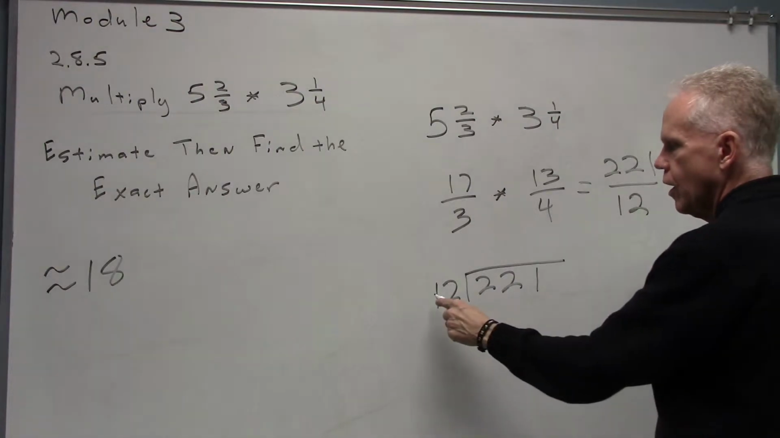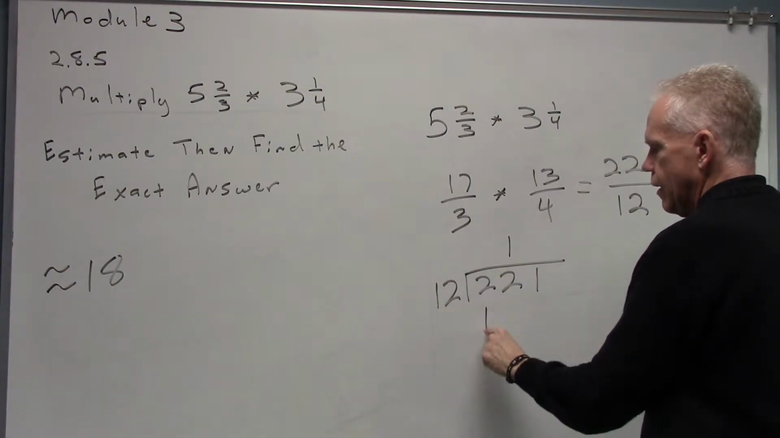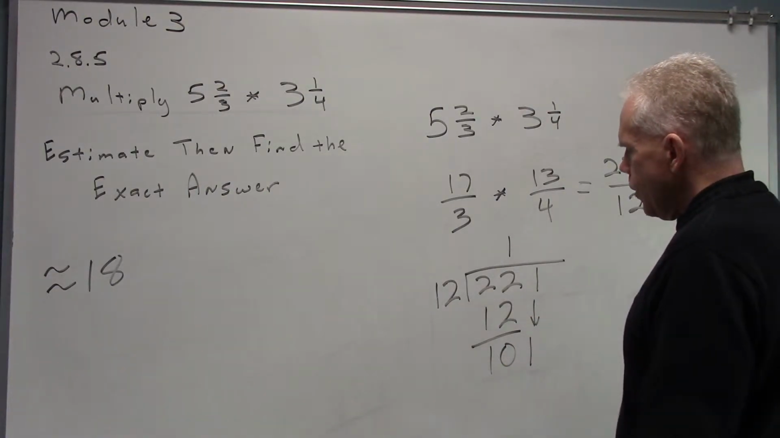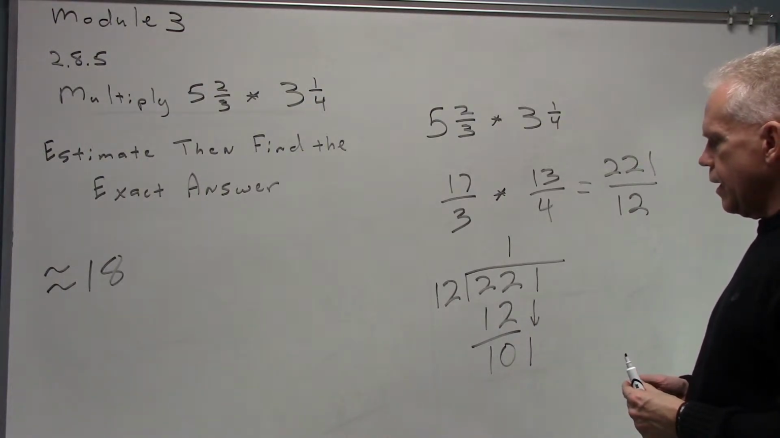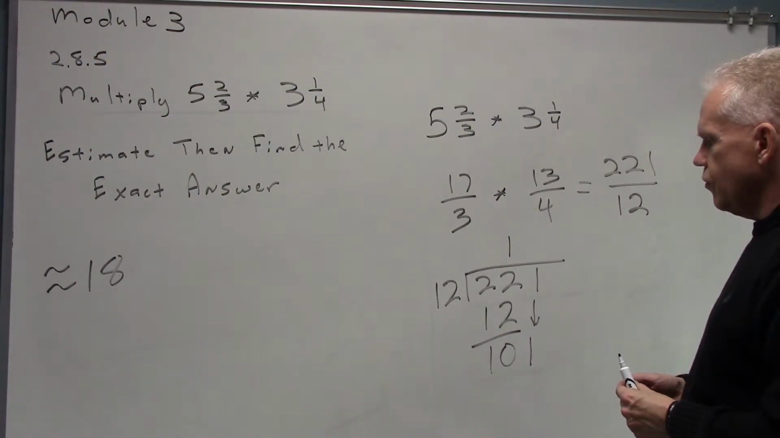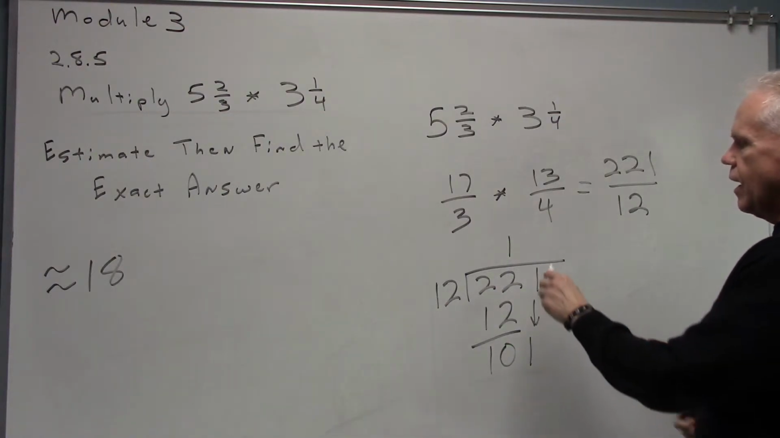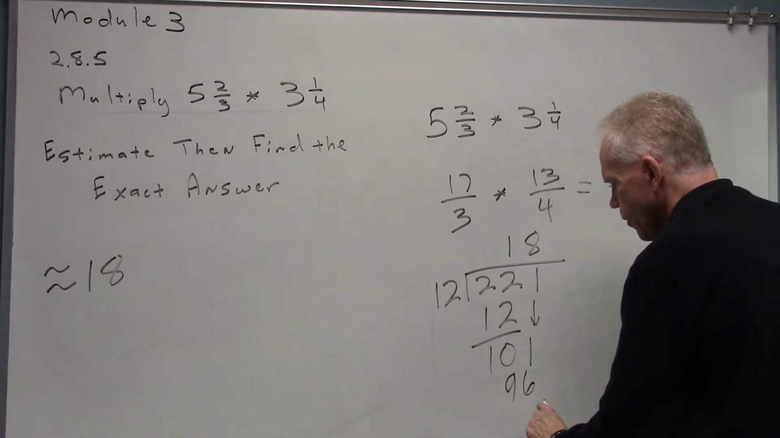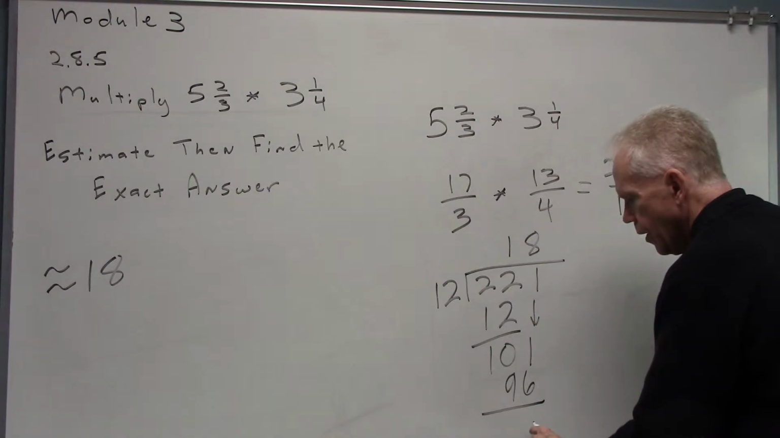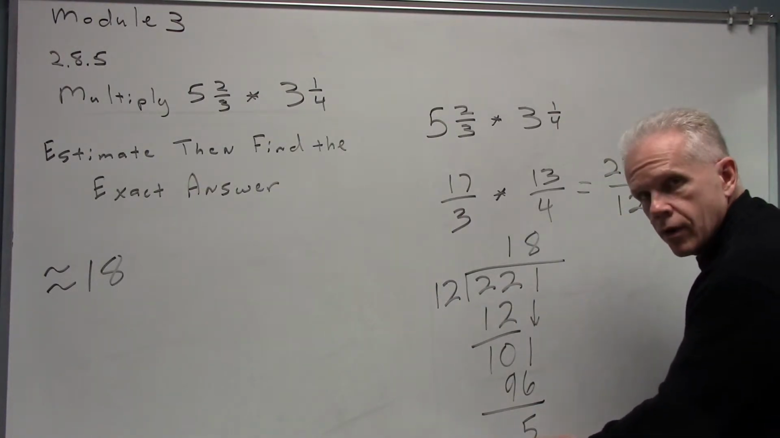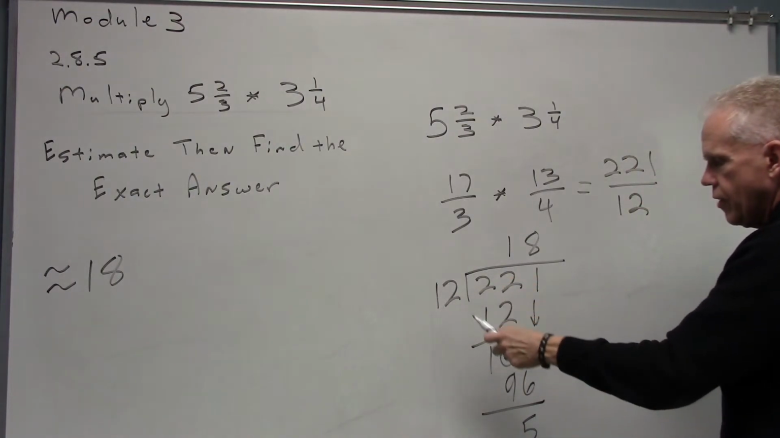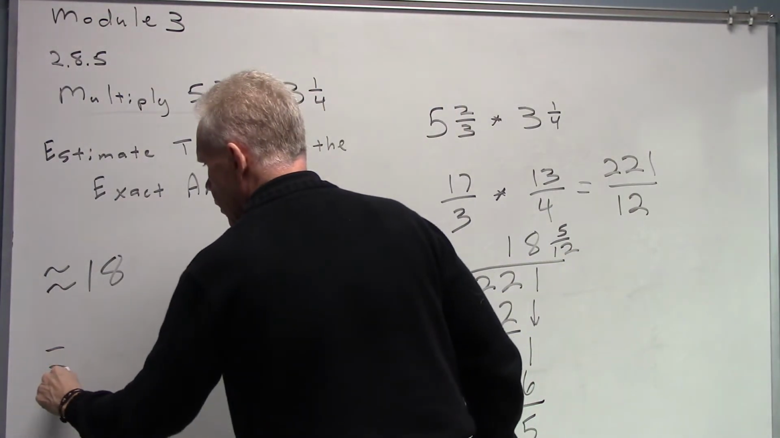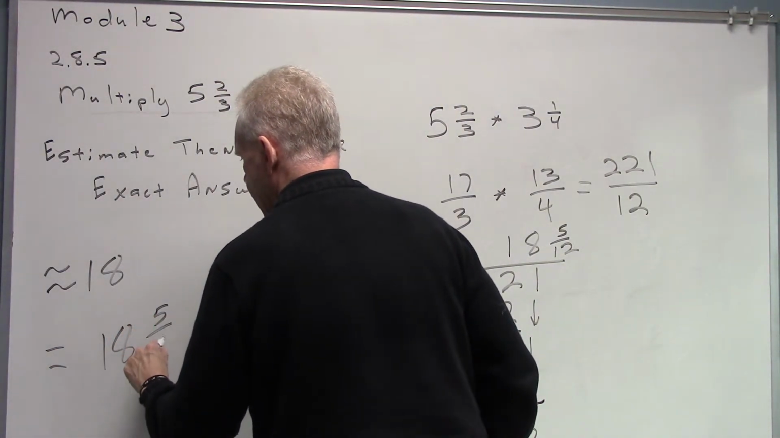Okay, so let's do the division. 12 into 22 goes 1, that's 12. Subtract, we'll get 10, bring down this 1. 12 into 101: 12 times 10 is too much, 12 times 9, 12 times 8. I'm going to try 12 times 8, which I believe is 96. So there'll be 5 left over. We'll take our remainder and put it over our divisor: 18 5/12. So our exact answer is 18 5/12.